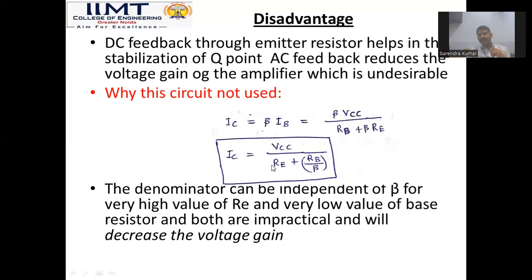If we increase this RE, it will increase the AC feedback. Again, we will have a decrement in voltage gain, which is not desirable. And if we increase this RB, which provides the base voltage, which is equal to 0.7, quite low voltage. So if we decrease this base resistor, it will be destroyed. Both things are impracticable, and that's why we don't use this circuit.